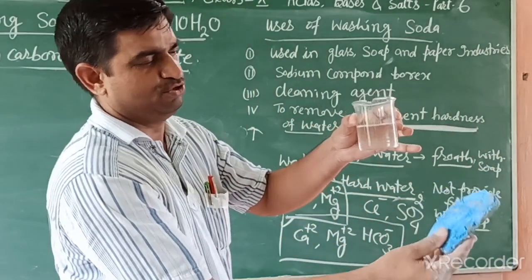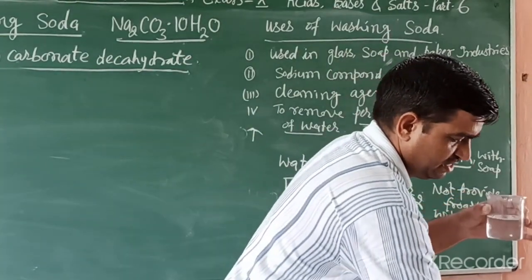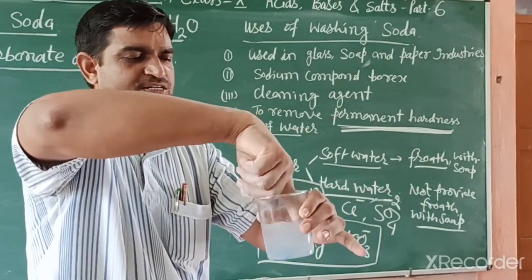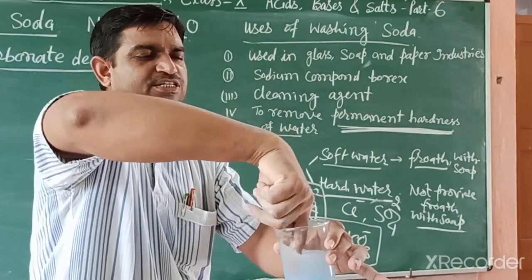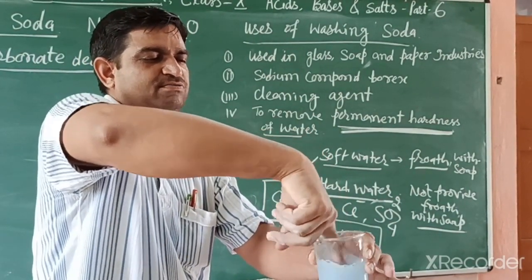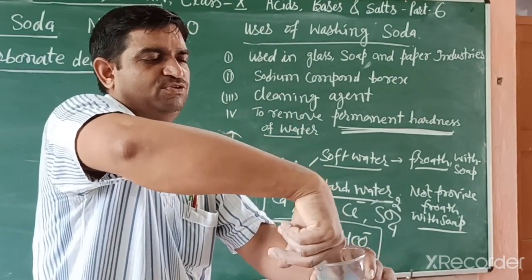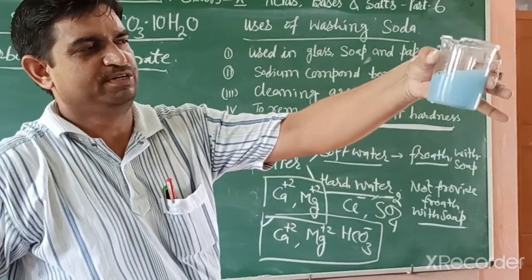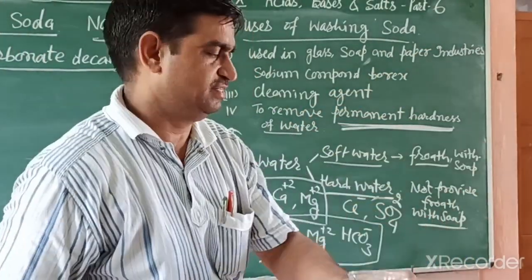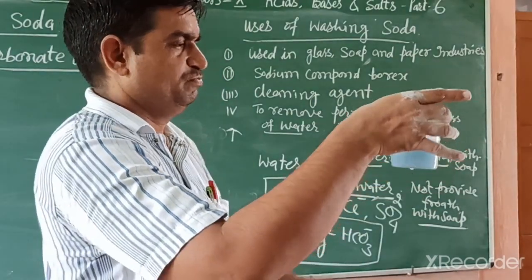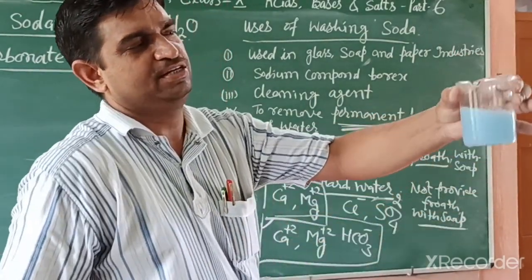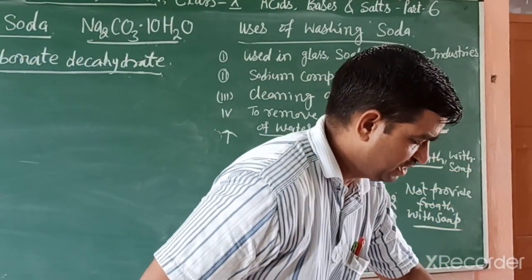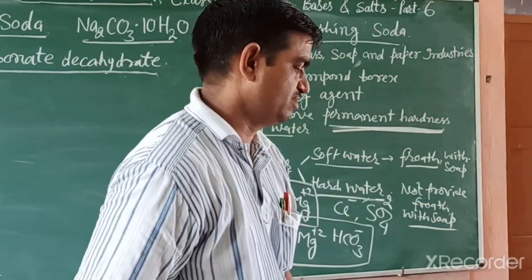This is a soap, Rin soap, and if you mix some soap in this water and move it, it provides lather, froth. So this indicates this is soft water, because when we dissolve this soap, it makes lather. This water is soft water because it gives froth with soap. The water that does not give froth with soap is hard water.